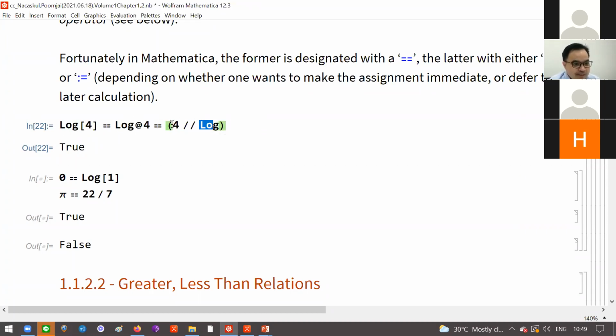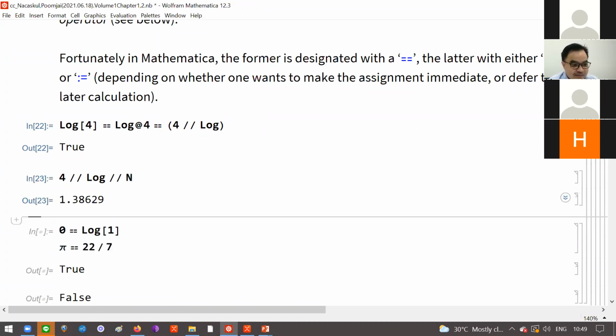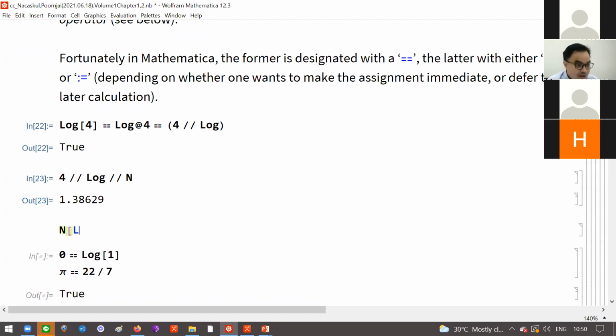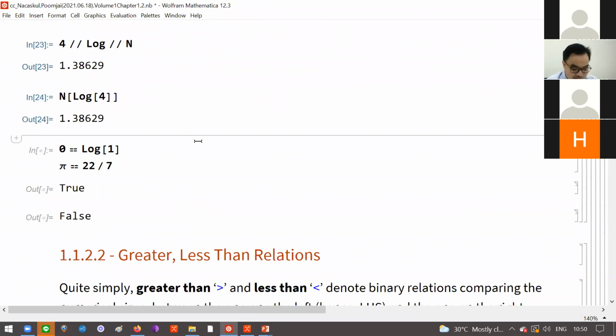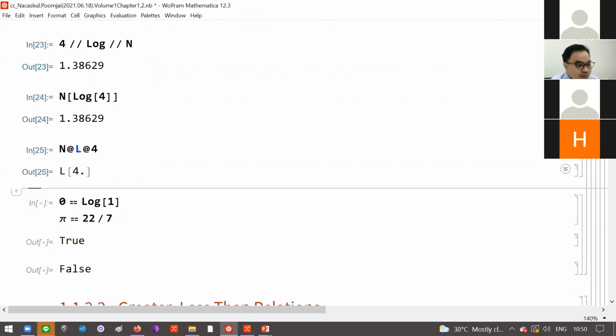So this is called postfix application. So you can say log of 4 and then take an N. It's the same thing as before, right? Take 4, apply log to it, apply N to it. It's the same thing as N of log of 4. It's also the same thing as N applied to log applied to 4. So all this is the same thing.